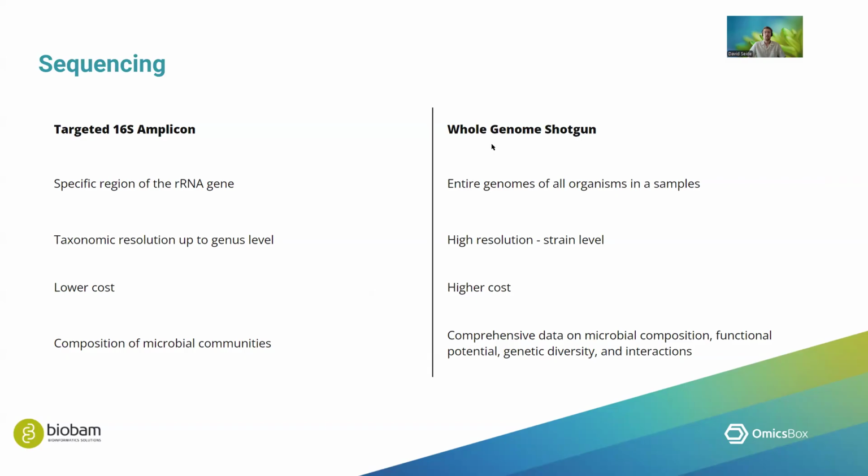Whole genome sequencing, on the other hand, analyzes entire genomes of all organisms in a sample, including bacteria, archaea, viruses, fungi, and eukaryotes. It offers high resolution, identifying down to species and even strain level, but also comes at a much higher cost due to the need for deeper sequencing coverage. This method provides comprehensive data on microbial composition, functional potential, genetic diversity, and interactions. So depending on how you sequence, there are different things you can achieve.